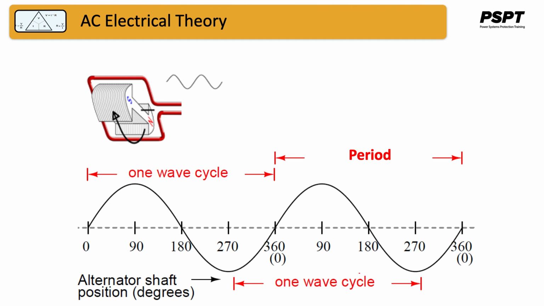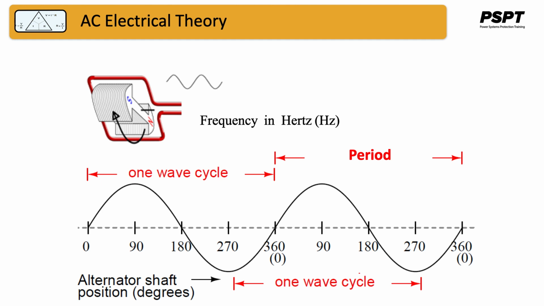A more popular measure for describing the alternating rate of an AC voltage or current wave than period is the rate of that back and forth oscillation. This is called frequency. The modern unit for frequency is the hertz, abbreviated Hz, which represents the number of wave cycles completed during 1 second of time.